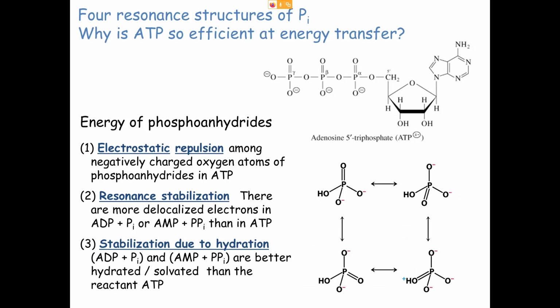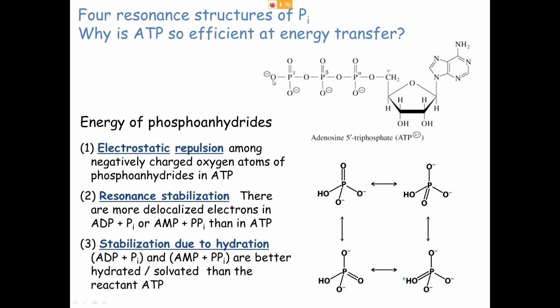Okay, so how about the phosphate that leaves? So if we cut off a phosphate, we said this is a very favorable reaction. Well, what makes it so favorable? Why is it so efficient? The phosphate that leaves is now very free. We've given it many more degrees of freedom than it was when it was attached to the other phosphates.